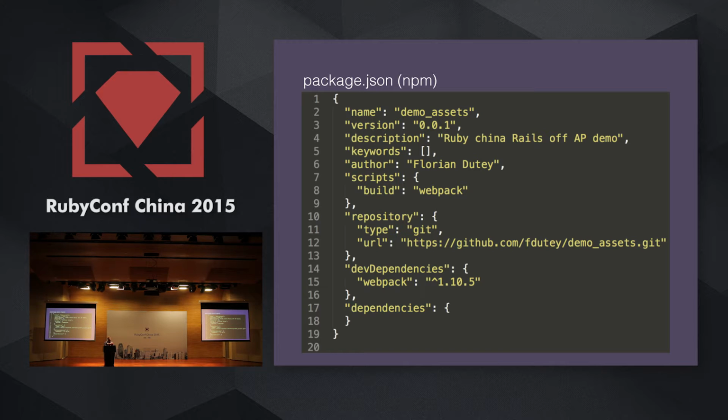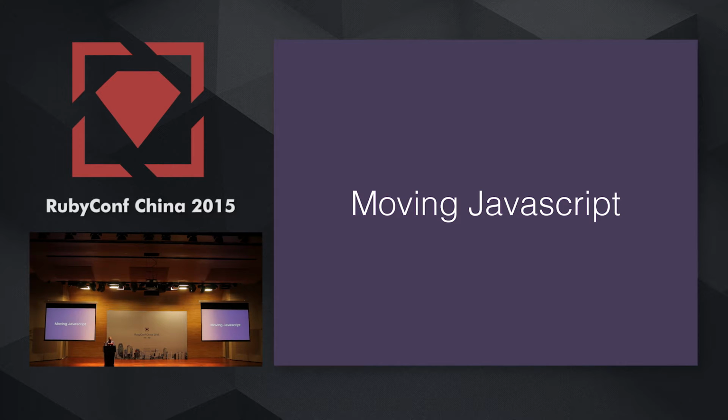Package.json allows you to use npm. It looks a lot like a JSON file. You have a couple of meta infos. You have dependencies and a link to your repository. The GitHub URL is wrong. So let's start by moving JavaScript.